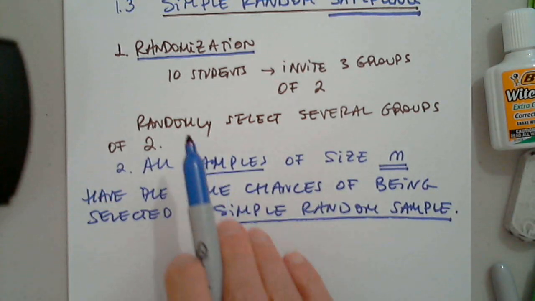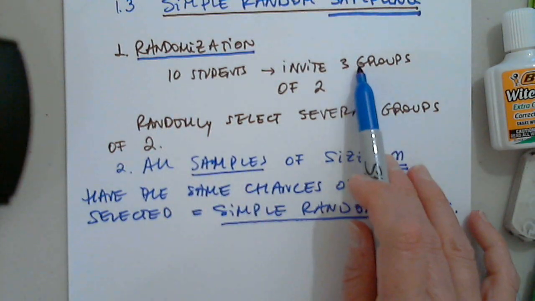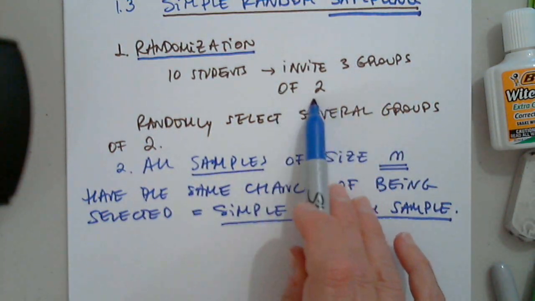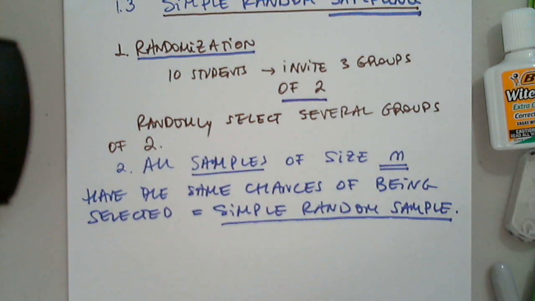So how did we do this? We labeled the students from 1 to 10, and let's say I wanted 3 groups of size 2. Any group of size 2 had the same chances of being selected out of those 10. And we looked at how we create no repeats with the calculator.